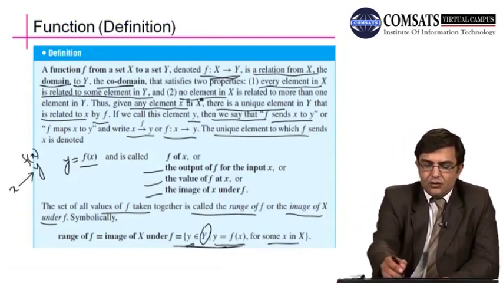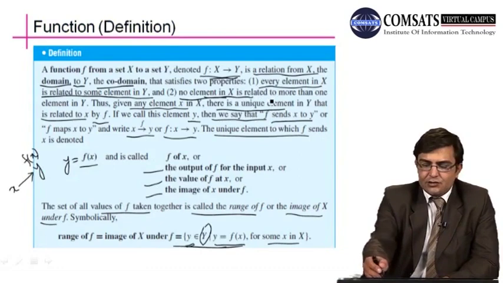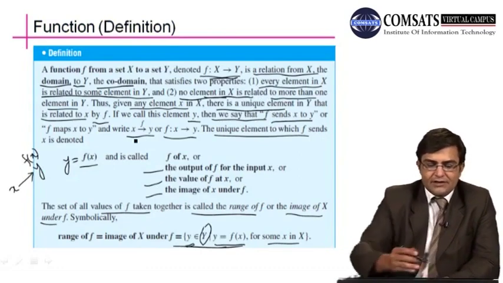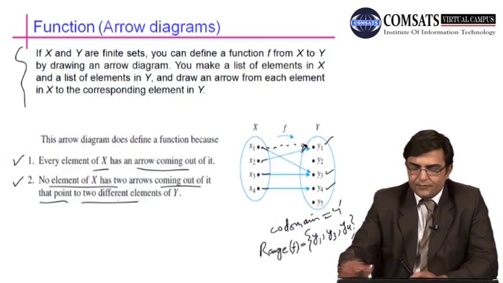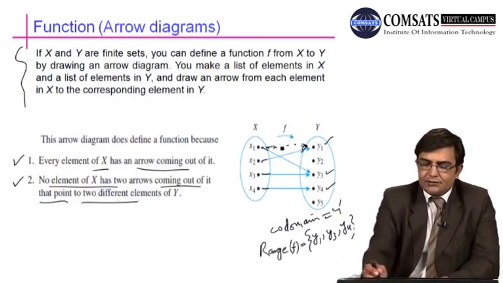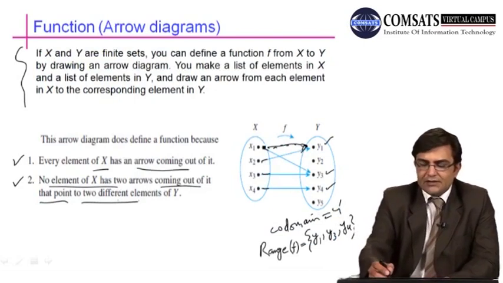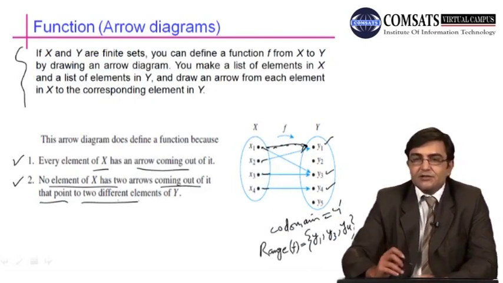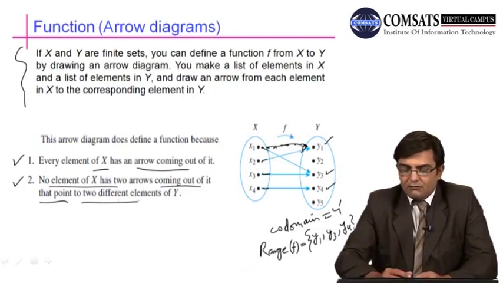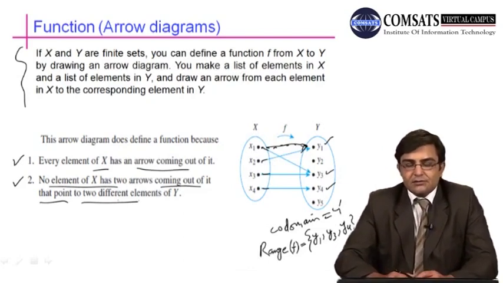No element in X is related to more than one element in Y. But if we have this case, X1 is related to Y1 and X1 is related to Y3, meaning X1 is related to two different values of Y, then this is not a function. So this is how we can express functions by using arrow diagrams.